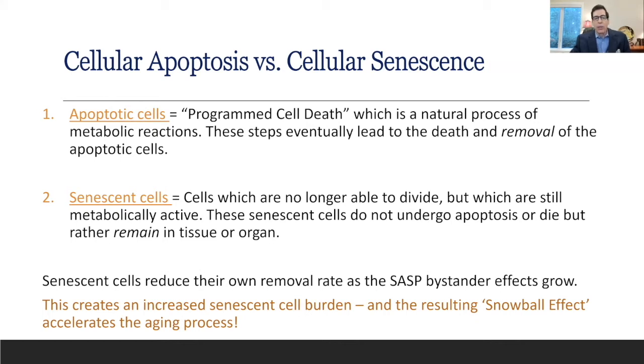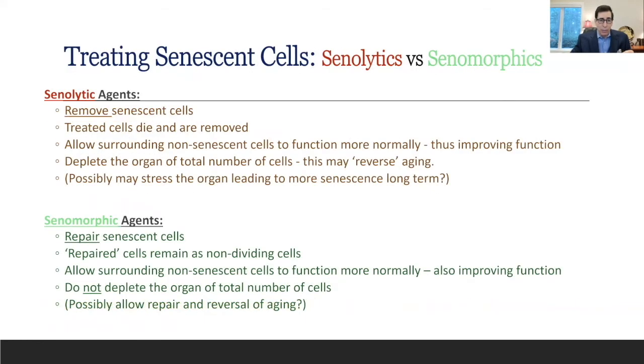So this bystander effect that we mentioned earlier affects their own cell removal rate. And if you think about this, as the senescent cell burden grows and the SASP bystander effect grows, it creates this snowball effect that actually can accelerate the aging process. So we do not want these cells in any part of our body if possible.